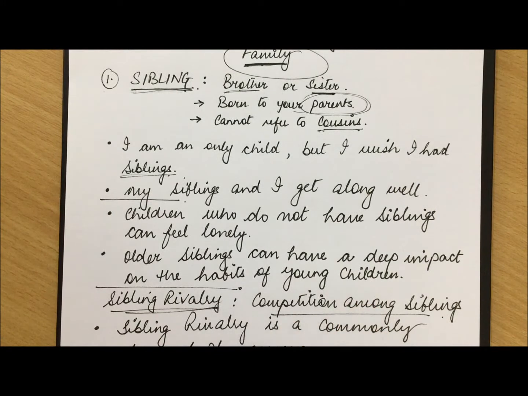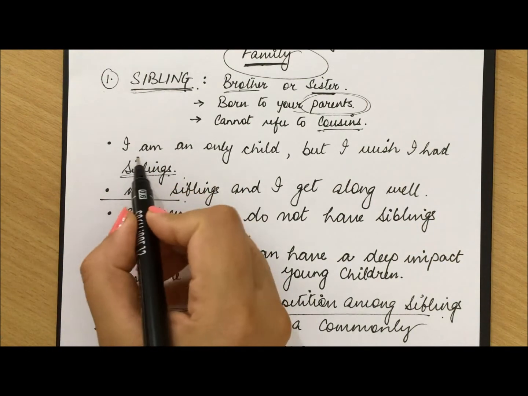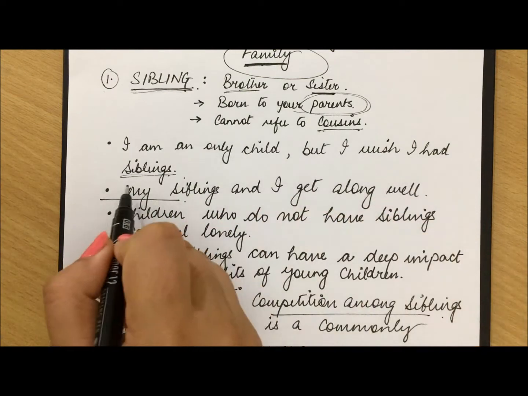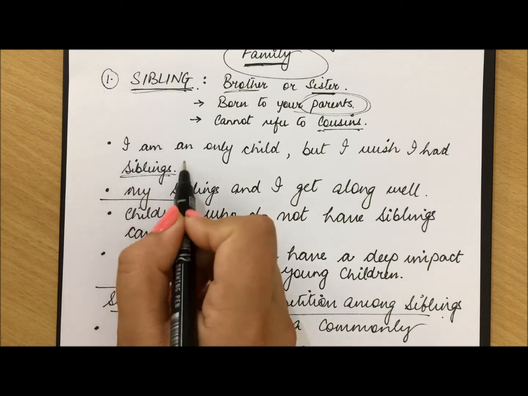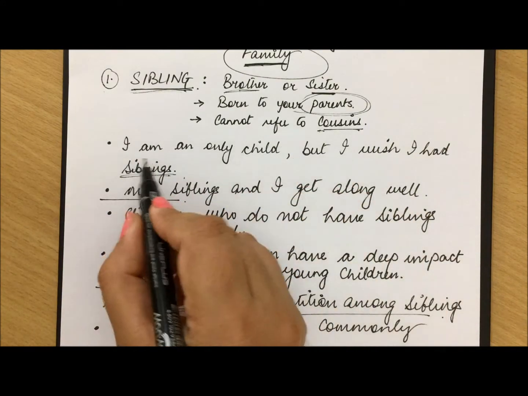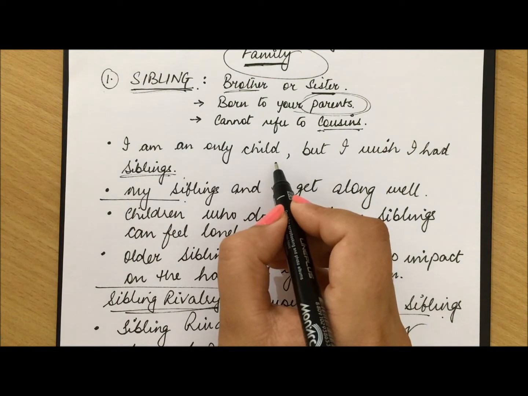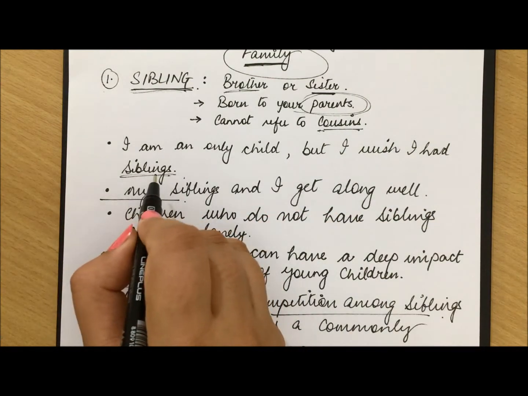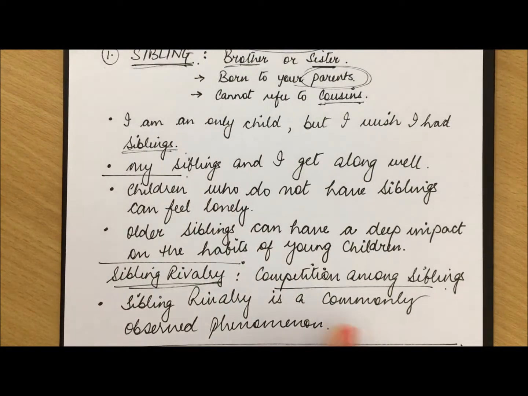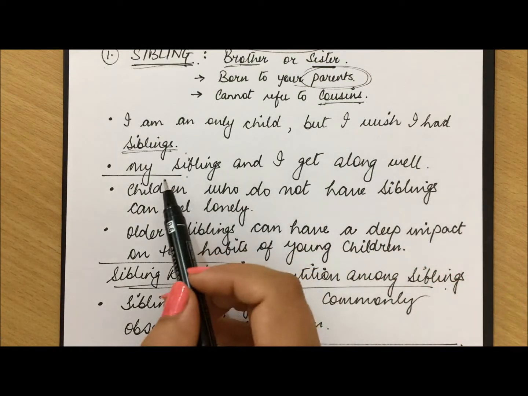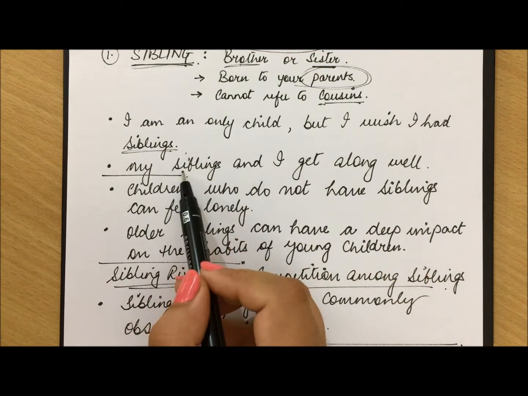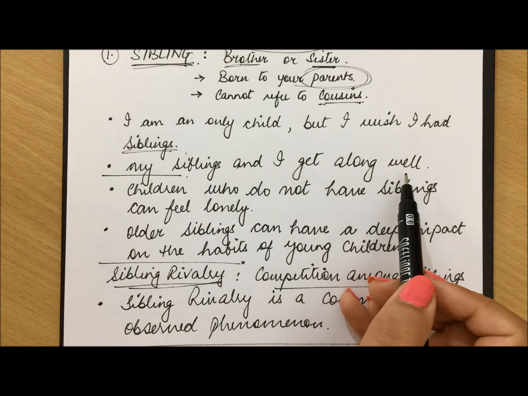Here are some examples of how you can use the word sibling in your sentences. The first is, I am an only child, but I wish I had siblings. Over here, I have replaced the word brothers and sisters with siblings. Okay? So here the person is saying that I am an only child, I don't have brothers and sisters, but I wish I had brothers and sisters, so siblings. The next is, my siblings and I get along well. This means that we have a good relationship. My brothers and sisters, my siblings and I have a good relationship.